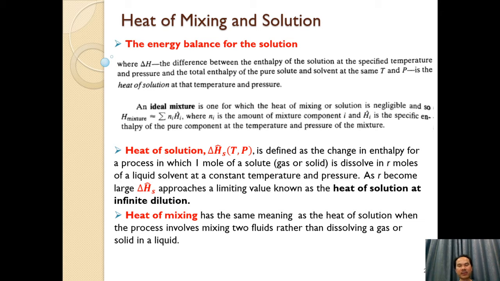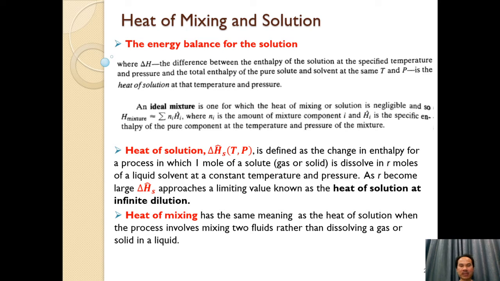And also the heat of solution, denoted as delta H_s at specified temperature and pressure, is the change in enthalpy for a process in which 1 mole of solute, which means gas or solid, is dissolved in r moles of a liquid solvent at constant temperature and pressure. As r becomes large, delta H_s approaches a limit value known as the heat of solution at infinite dilution. And the heat of mixing has the same meaning.